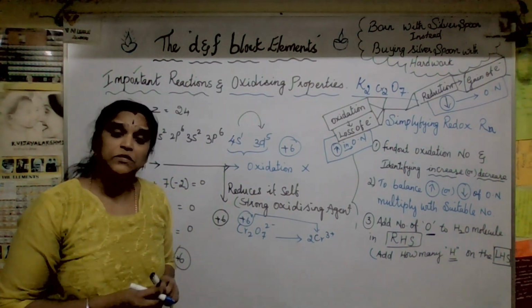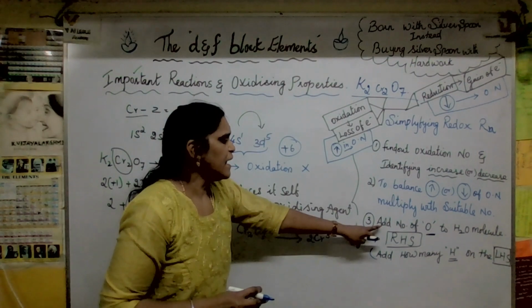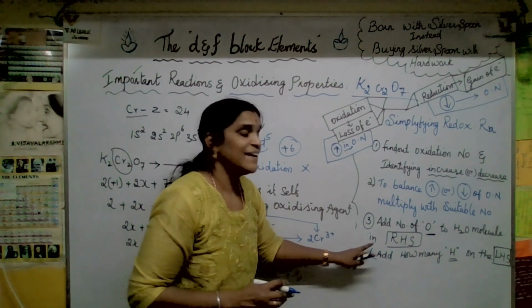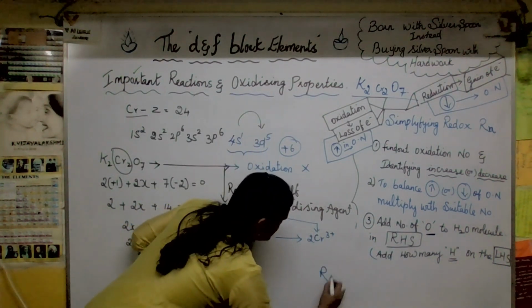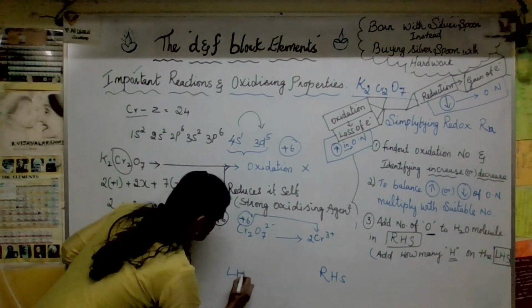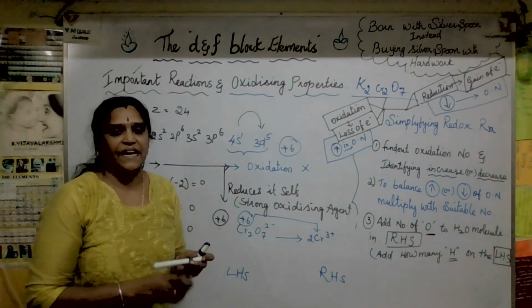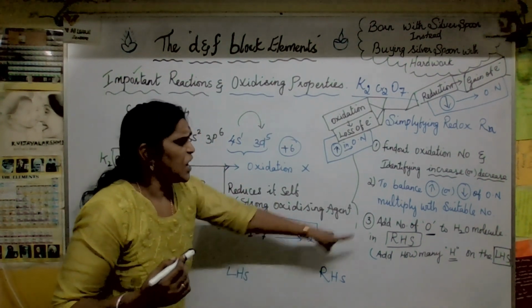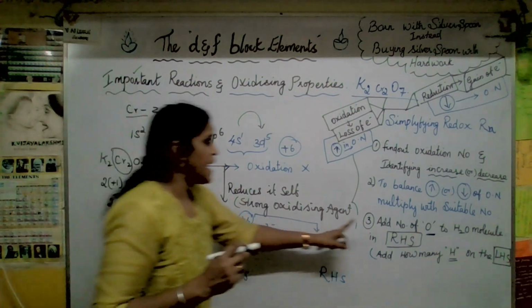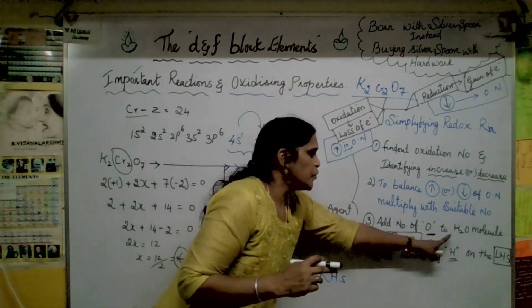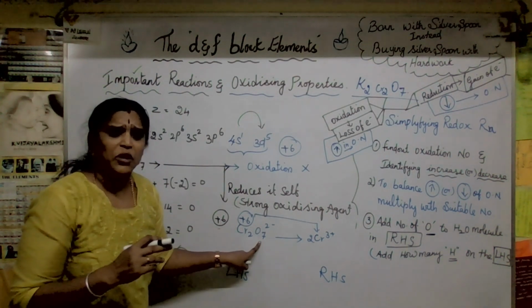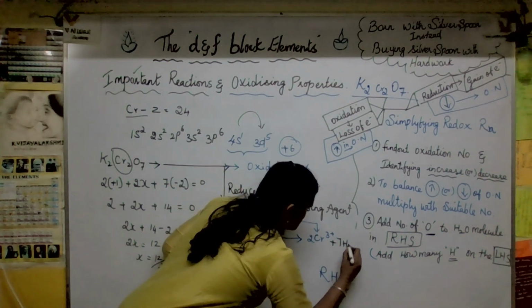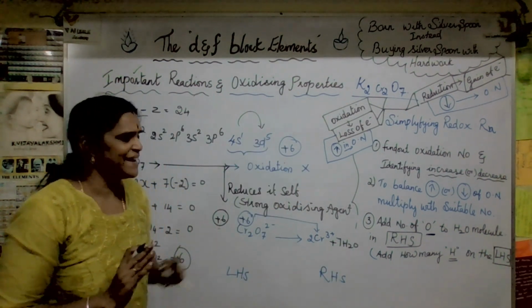Now to balance that increase or decrease of oxidation number, multiply with a suitable number. How to multiply with a suitable number? Come to this point. Here add number of oxygen as water molecules on the right hand side. So this is RHS and this is LHS, left hand side, right hand side. How many water molecules do you have to add? How many oxygen atoms are available here? 7. So you can put 7H2O. Got it? Right?